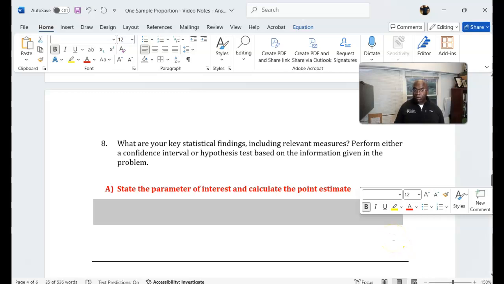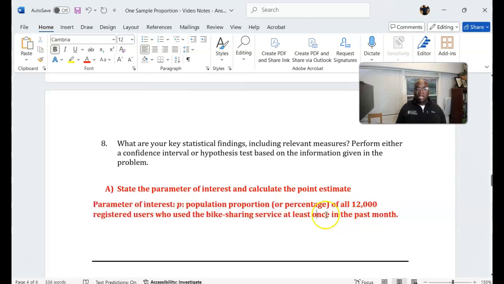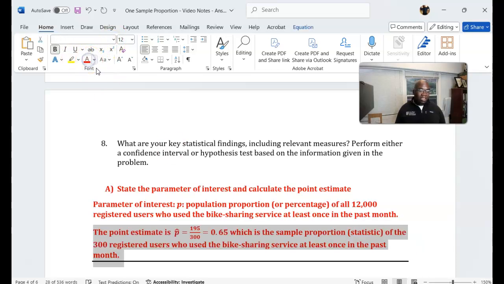The parameter of interest is going to be a population proportion, because we're done with proportions. A proportion of registered users that actually used the service at least once in the past month. At the same time, we have to estimate it because we don't have access to each and every registered user, so we have to get a sample. That point estimate from the sample is going to be used to estimate the actual population proportion. So p hat is going to estimate p.